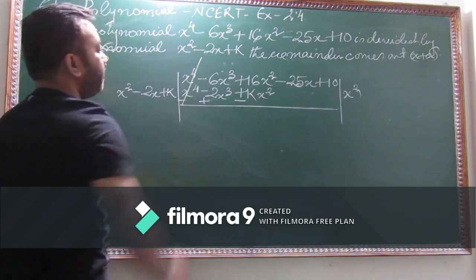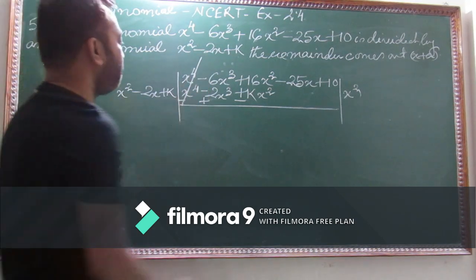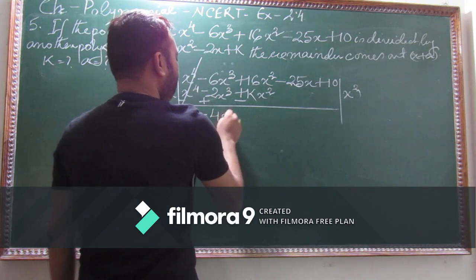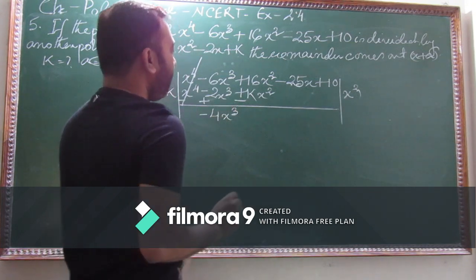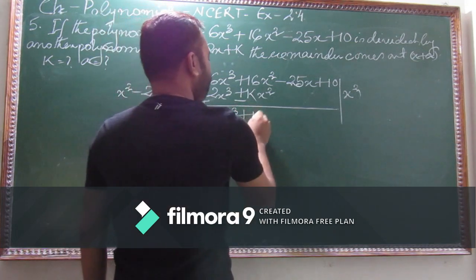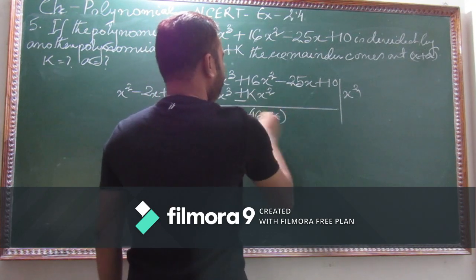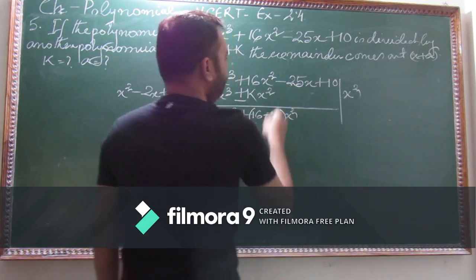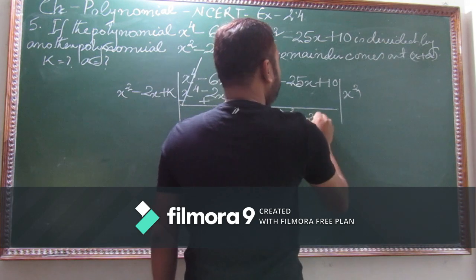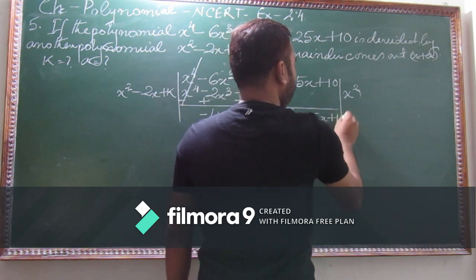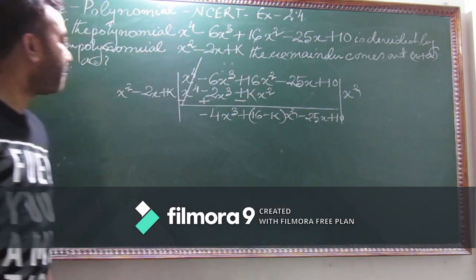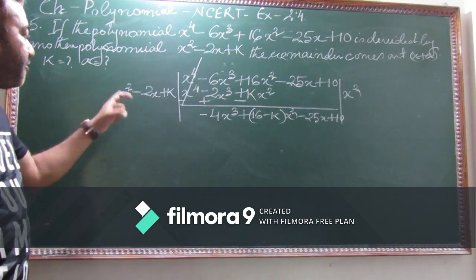So what is this? 6 minus 2, minus 4x cube. After that, what is this? This is 16 minus k into x square. After that minus 25x plus 10. Any problem? Now I have to multiply by 4x.